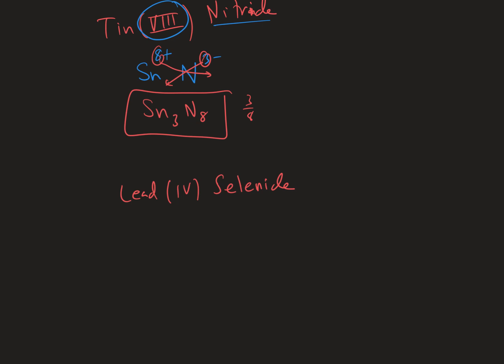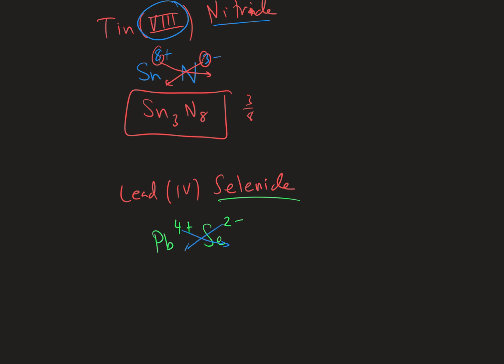Okay, lead 4 is, tell me the ion formula. Pb 4 plus, right? And selenide is Se2 minus. Good. Now what do we do?